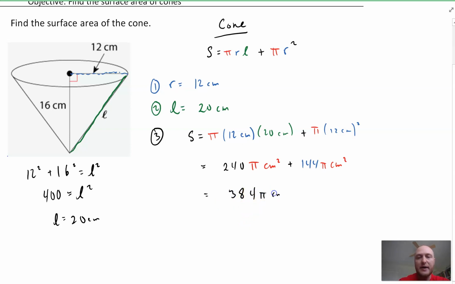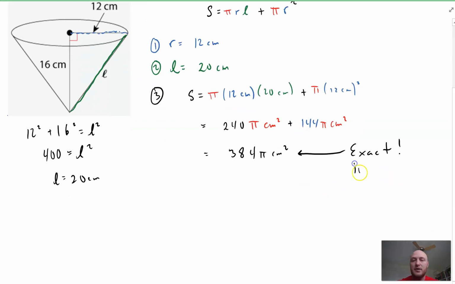So this gives us 384 pi square centimeters. This is what is known as exact, and it is in terms of pi. So you always want to have your pi first. I got this from Miss Figueroa. You always want to have your pi first, then you want to eat it.